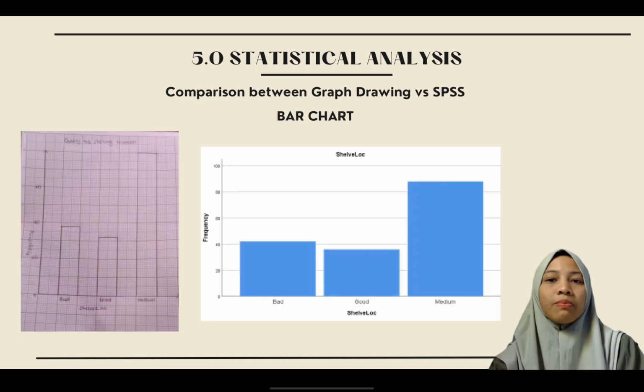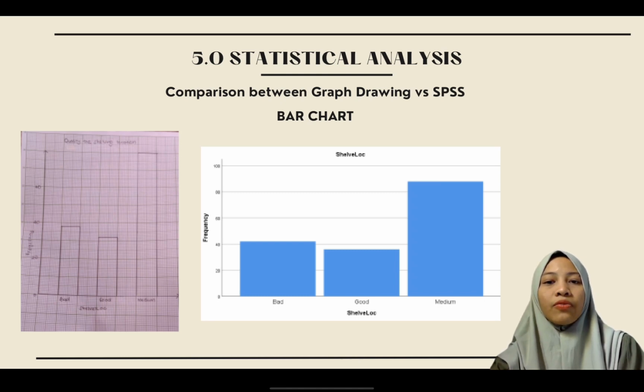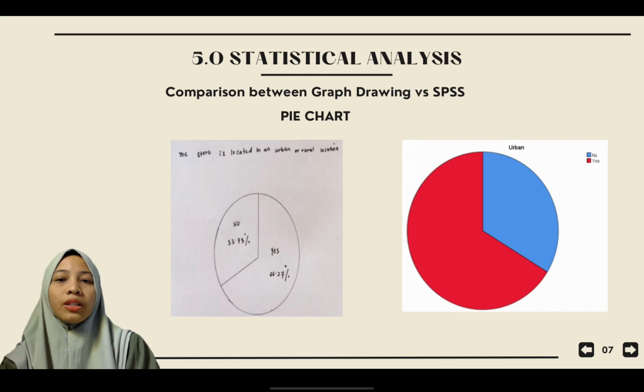Second is bar chart. The bar chart is plotted for the same location. Both graphs are illustrated with the same scale because they are qualitative variables. The x-axis represents the three factors which are good, median, and bad, and the y-axis represents the frequency. Lastly, the bar chart is plotted for urban. The graphs are illustrated with the same scale because they are qualitative variables. The pie chart is illustrated with two factors which are yes and no.